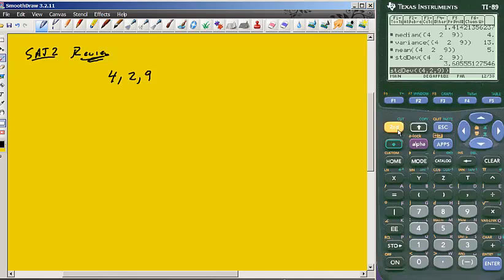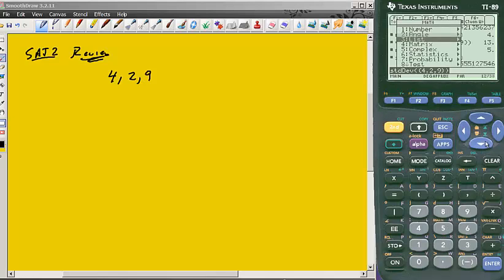So what you're going to do is go to math, and then go down to statistics, and then go to median. Let's find the median first. And then there's braces above the parentheses. So second parentheses, braces. Then you're going to type in 4, comma, 2, comma, 9. And then you're going to close your braces, that's above the right parentheses. And close your parentheses, hit enter. And the median is 4.